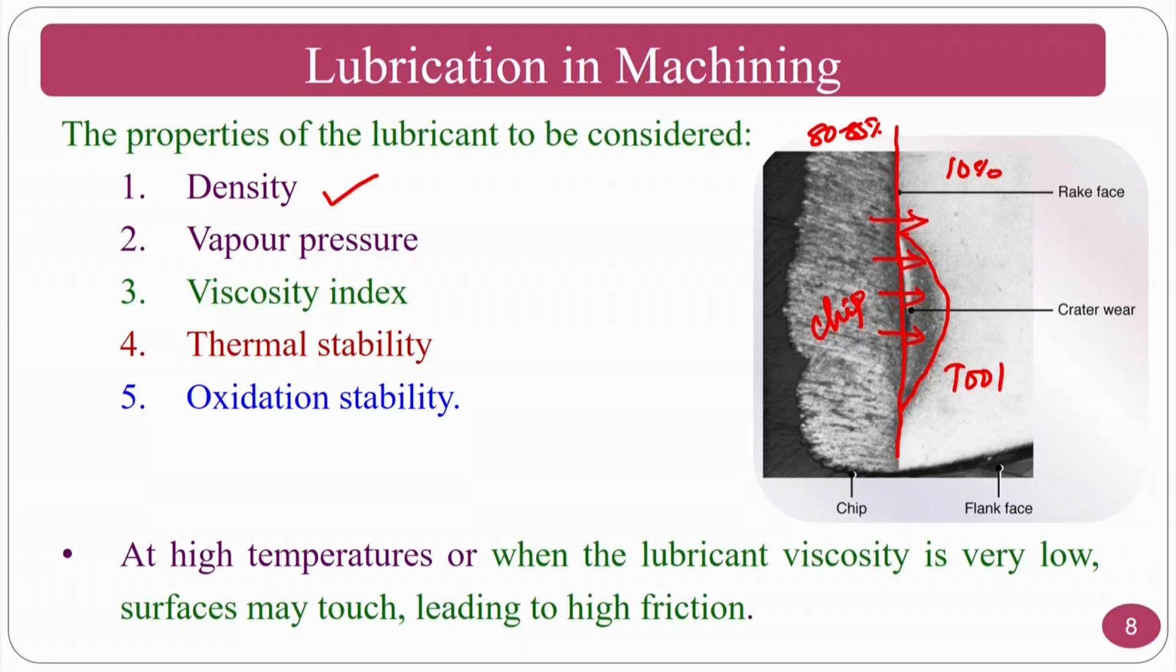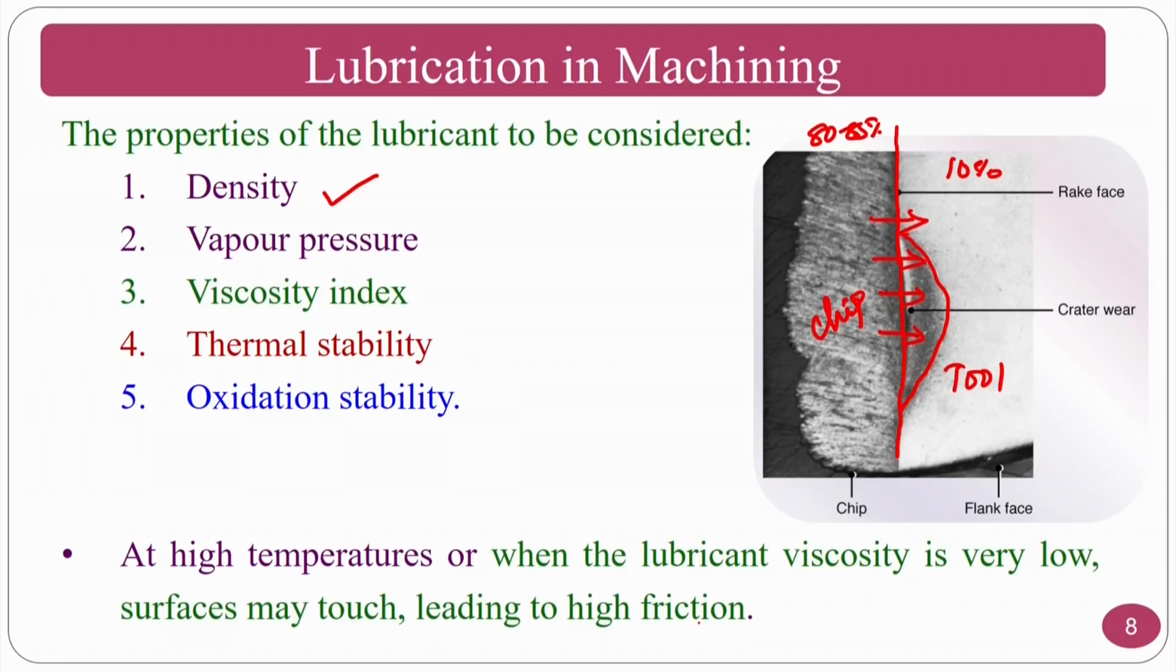That's why normally the mineral oils are blended with water so that the viscosity will come down. So vapor pressure and viscosity index, thermal stability and oxidation stability should be better, so that it will have good properties. Okay, at high temperature, when the lubricant viscosity is very low, the surface may touch, leading to friction.